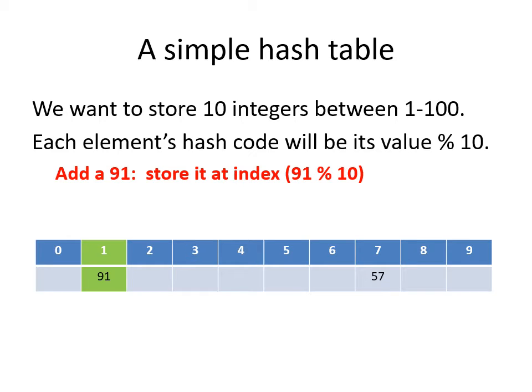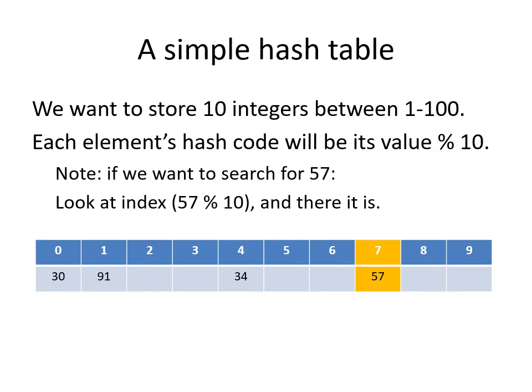And again, you may be predicting some potential problems here. If we want to store 34, then modding by 10 yields a 4, and it's at index 4 where that element will be stored. If we want to store a 30, that goes to index 0. So it's a relatively easy process. We just need to look at the least significant digit, and that tells us where elements should be stored.